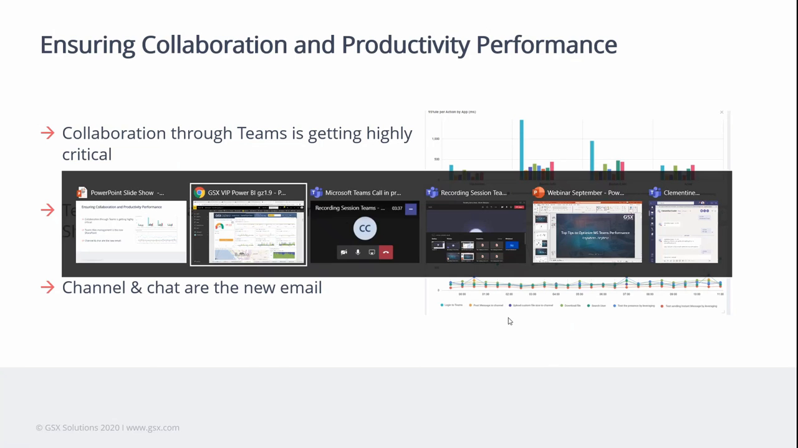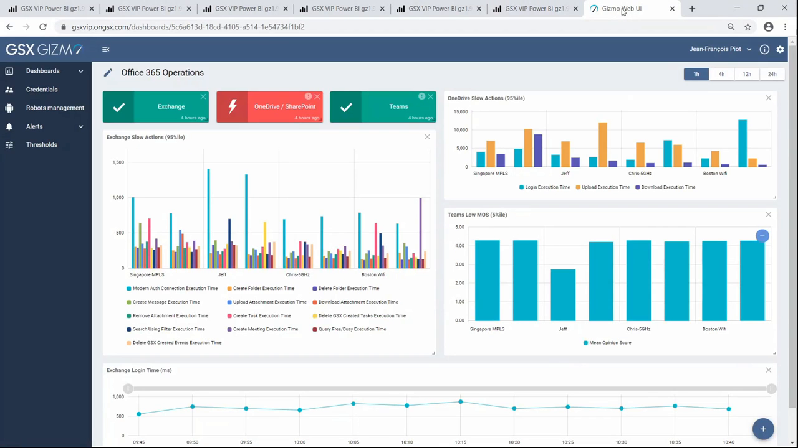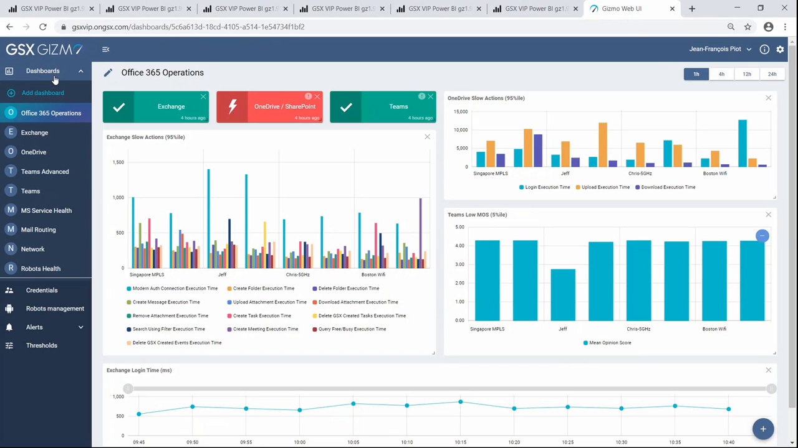And so we have seen the voice a bit, but if you can check here, that's our real-time data. So we can see Teams, OneDrive. This view is real-time. It's more for your NOC, to make sure that everything right now is working fine.